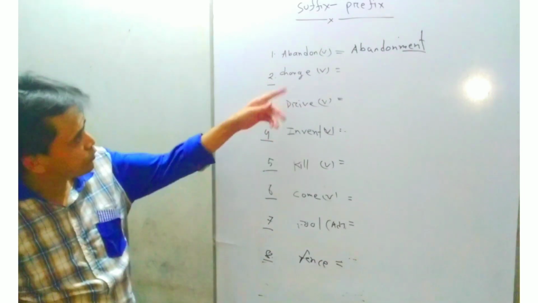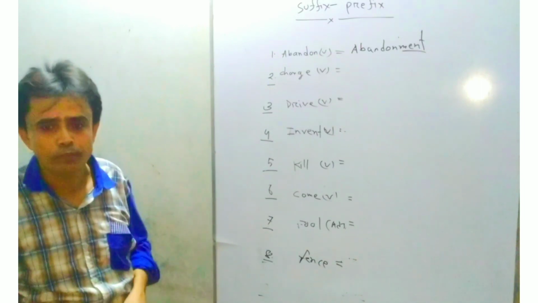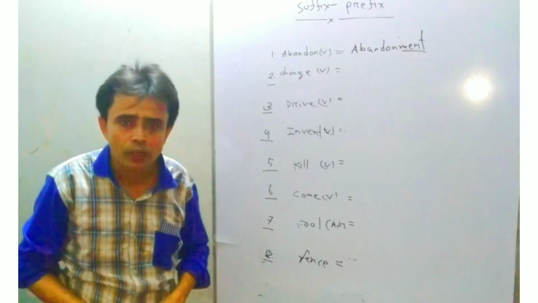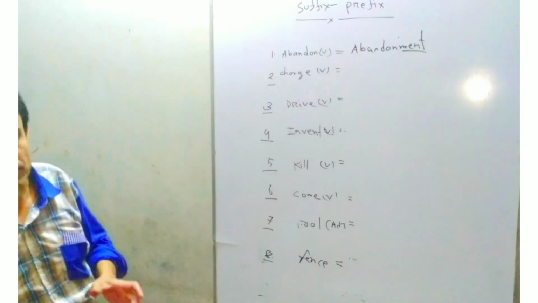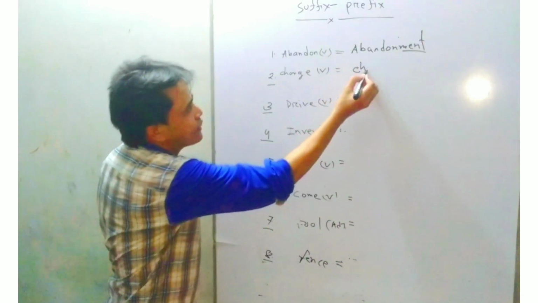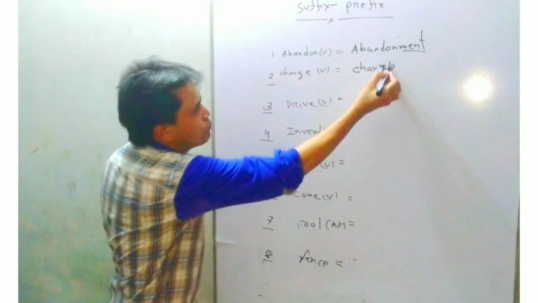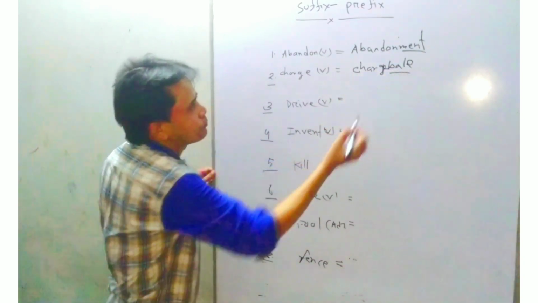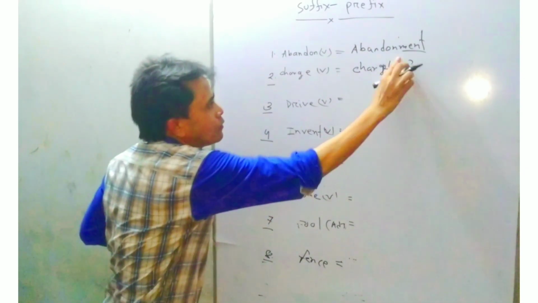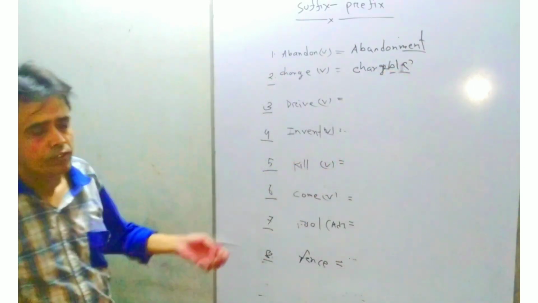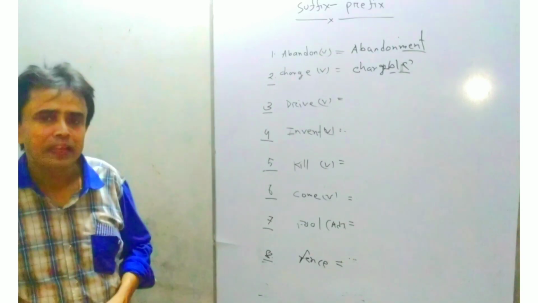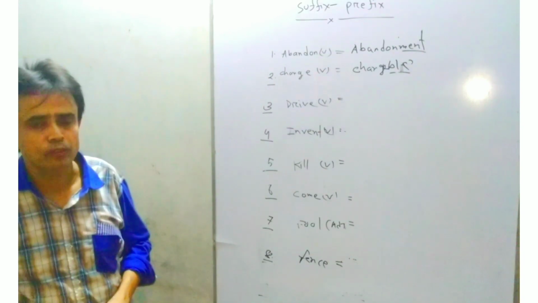Next, we have also seen change. This is also a verb. By adding something, we will be able to change the part of speech. That is very important. Change, changeable. Just we can say changeable. So change was a verb, and now changeable is called an adjective.